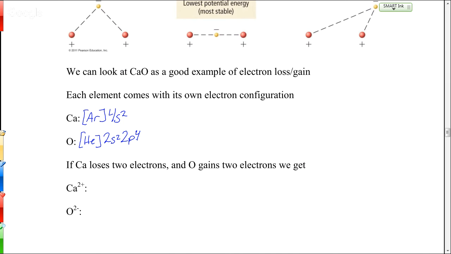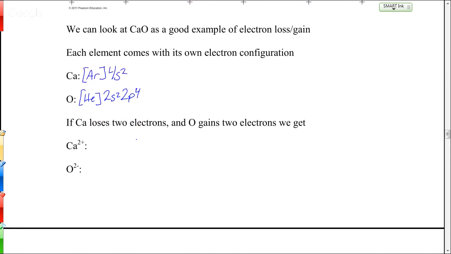So now let's look at the ionic configurations. If calcium loses 2 electrons and oxygen gains 2 electrons, how do we change the electron configuration for calcium? Calcium would just be argon. Right, we just lose those 4s2, so we could do argon, or we could jump down and write it out to show that there are 8 valence electrons there. Either one of those is fine.